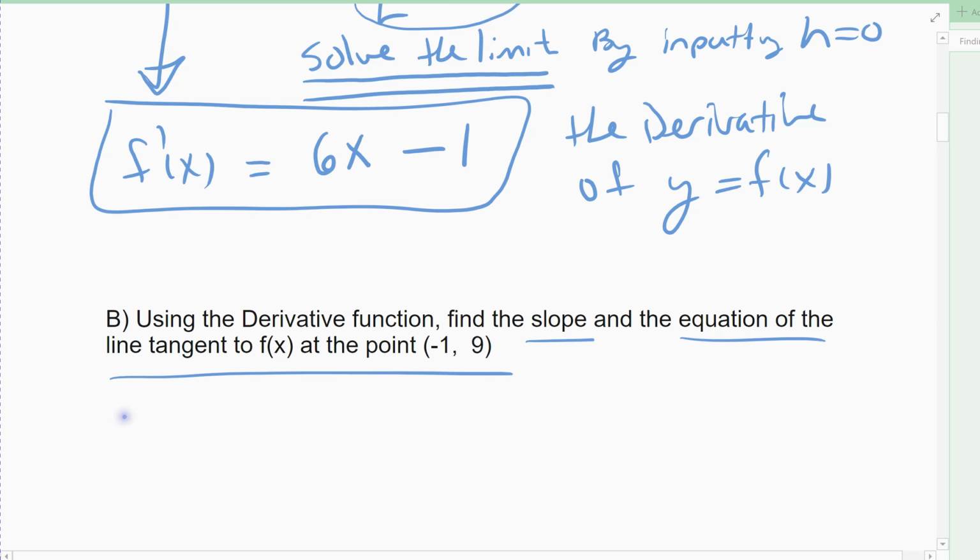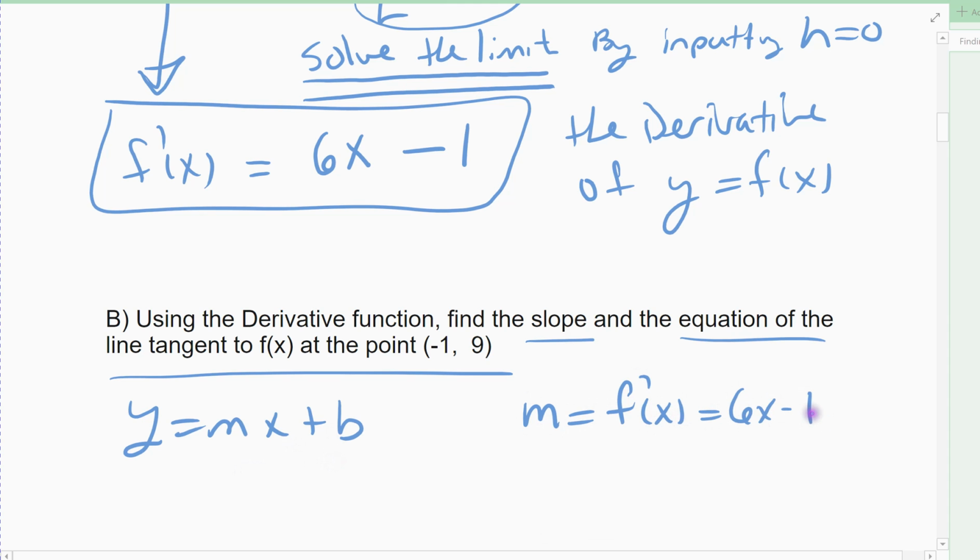All right, so we're going to want to find y equals mx plus b. All right, find my equation of my line and my slope. We find the slope is my derivative, right? The derivative finds any slope, right? That'll give me any slope.